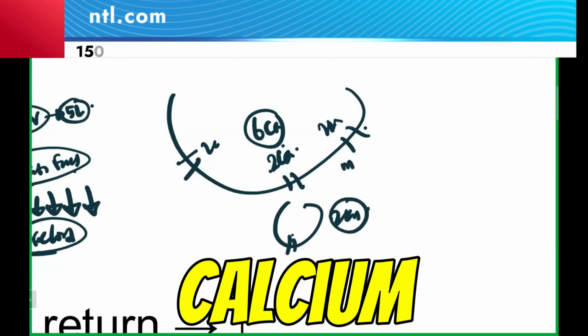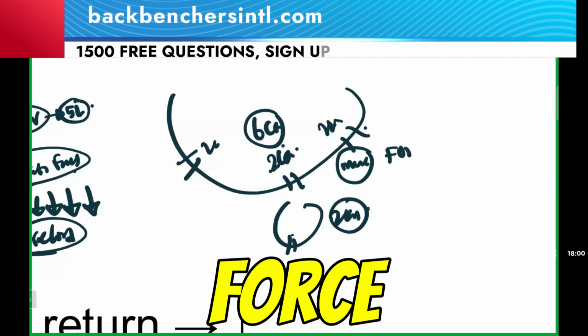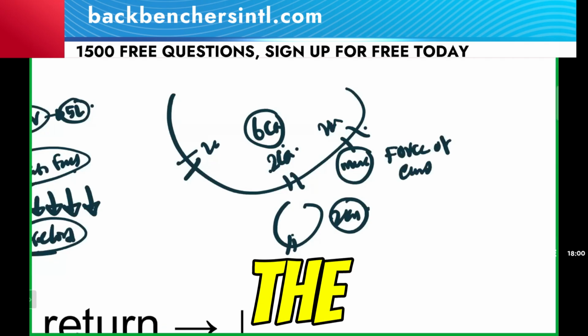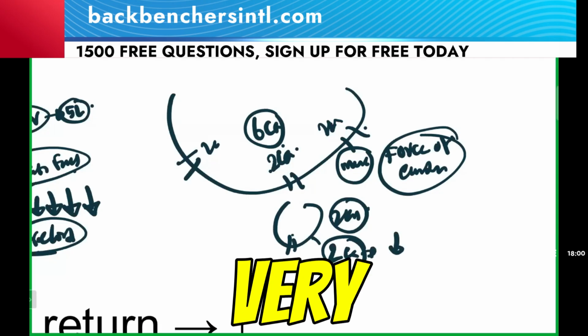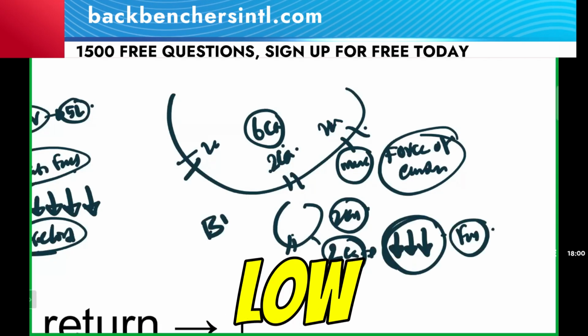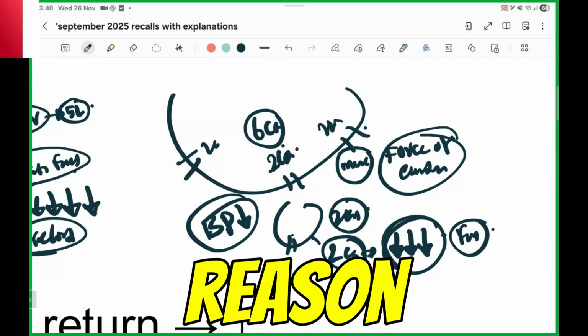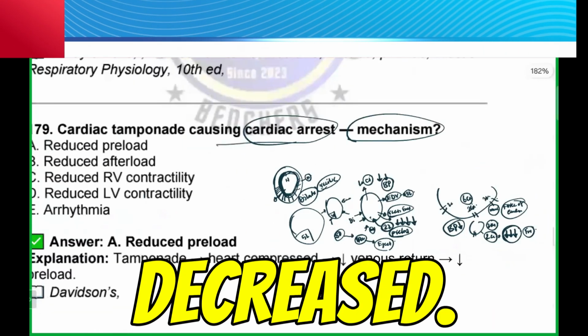So the more calcium enters, the more will be the force of contraction of the heart. But now we have only 2 calcium. So force of contraction will be very less. So we will have low BP. So the reason is our preload has been decreased.